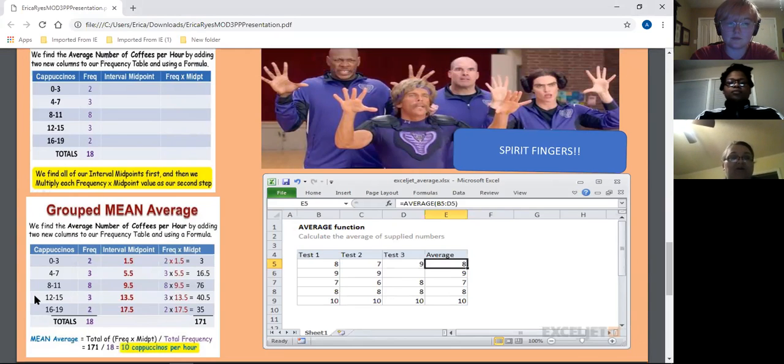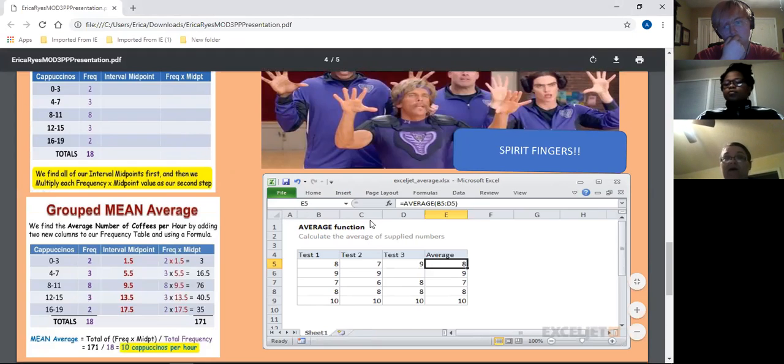You can look here and see 0 to 3 cappuccinos, the frequency is 2. How you find the midpoint is you divide, and then you multiply your frequency times the midpoint, and that gets your answer. So the mean average down here, once you total everything, the 171 by 18, you get 10 cappuccinos per hour.